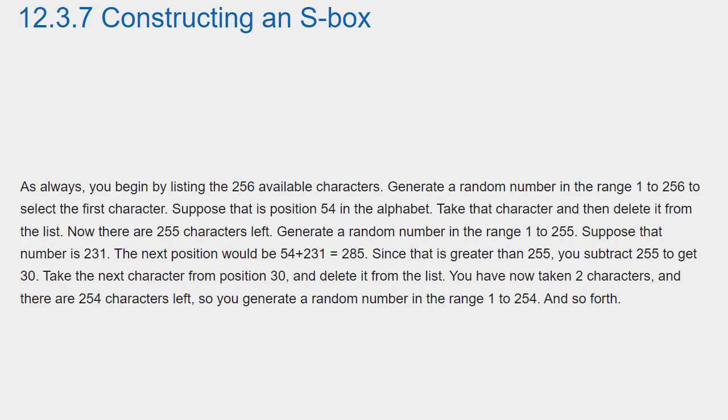Generate a random number in the range 1 to 255. Suppose that number is 231. The next position would be 54 plus 231 equals 285. Since that is greater than 255, you subtract 255 to get 30. Take the next character from position 30 and delete it from the list. You have now taken 2 characters, and there are 254 characters left, so you generate a random number in the range 1 to 254, and so forth.